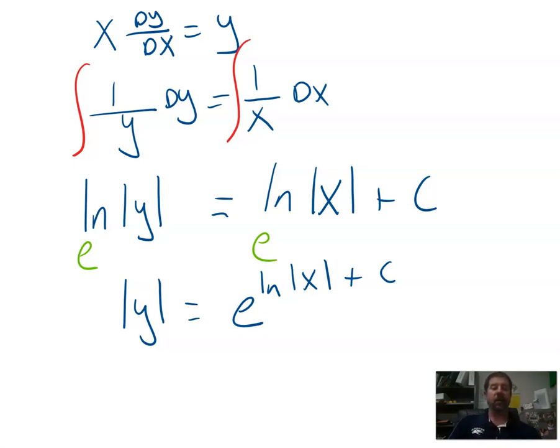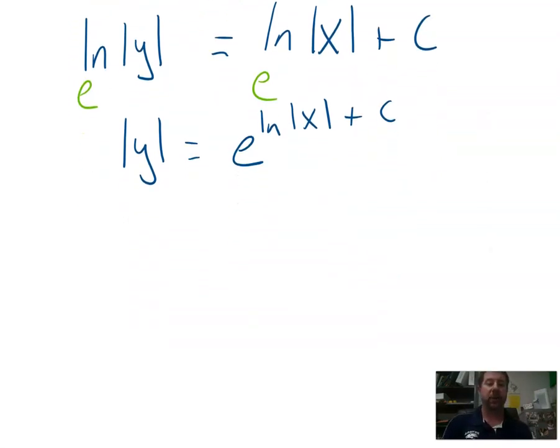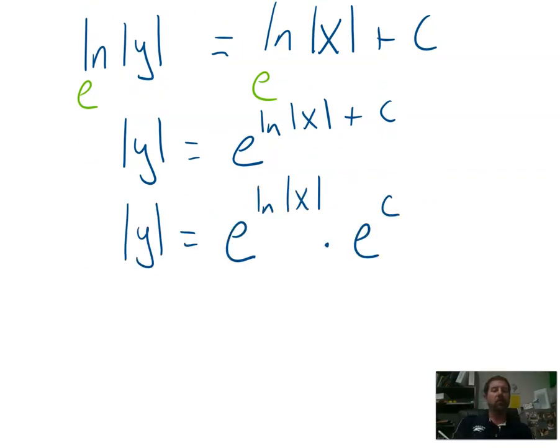Now that we get here, we can use our power rules to rewrite this a little bit. When you multiply bases, you add exponents. I'm just using that rule, but going backwards.